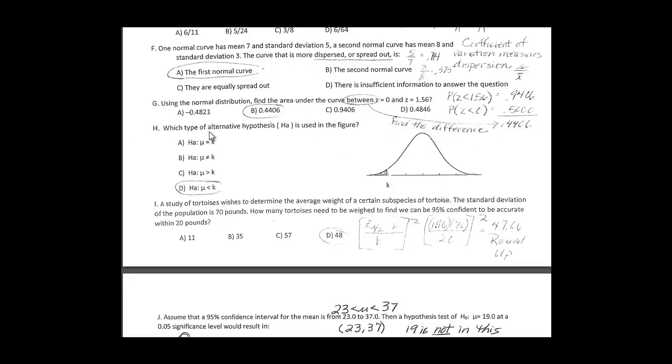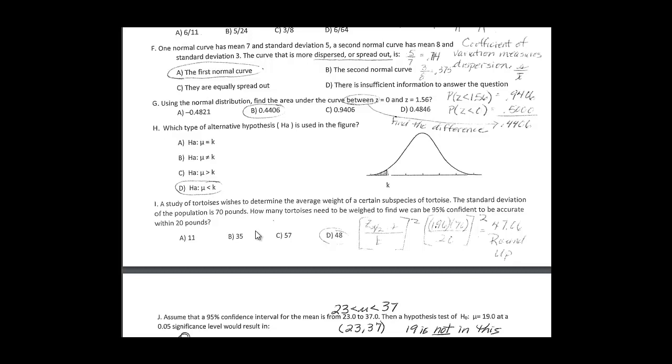On the next one, we're just looking at a curve here and interpreting this. What type of alternative hypothesis is used here? Well, I've got K, it's a left-tailed, I've got shaded in the left-tailed. What I'm testing here is our mu, or possibly our mu, is it less than our critical value of K? Or actually it wouldn't be our critical value. This is what we're testing, K, to see if it's less than that. So basically you just need to recognize that this is a left-tailed alternative hypothesis.